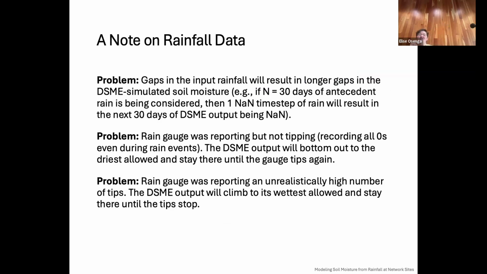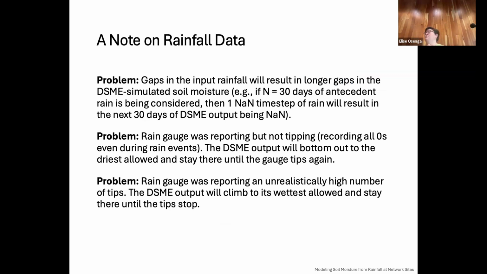There it goes. So I do want to make a note on rainfall data first. Since rainfall is your big input, you want to be really clear on the quality of the rainfall data you're putting in. If you have a gap in the rainfall, that's going to cause a larger gap in your simulated soil moisture. If you're looking at a 30-day window and one of those was a NaN, you'll get a NaN for your simulated soil moisture for the next 30 days while that's in your record.